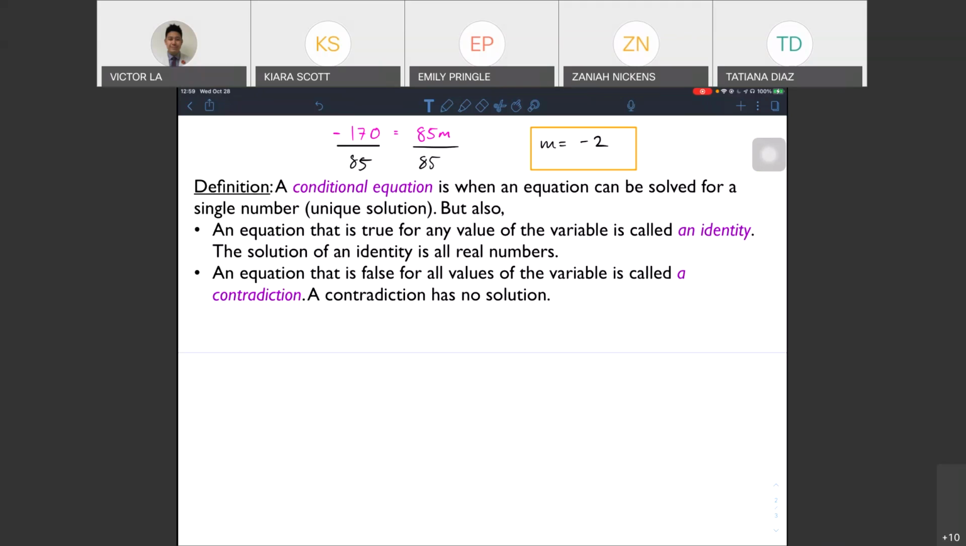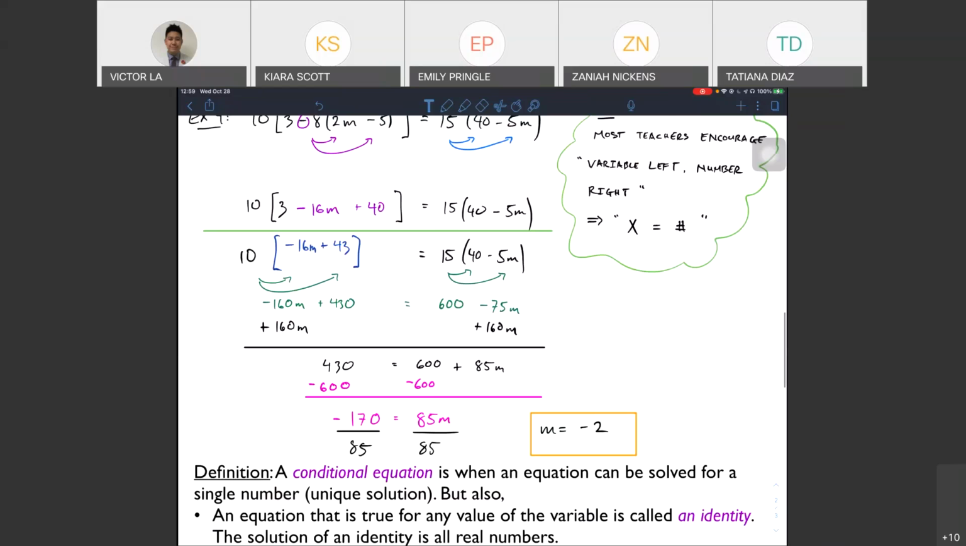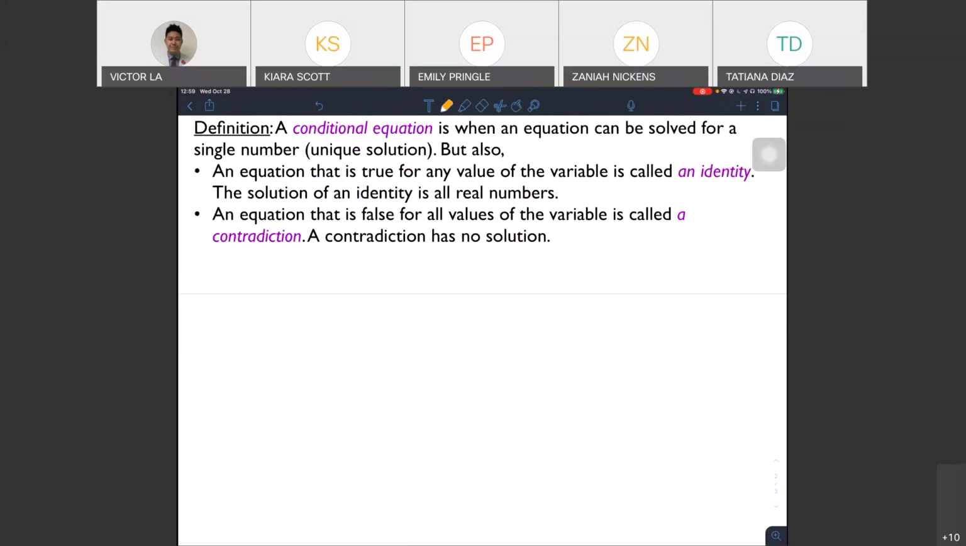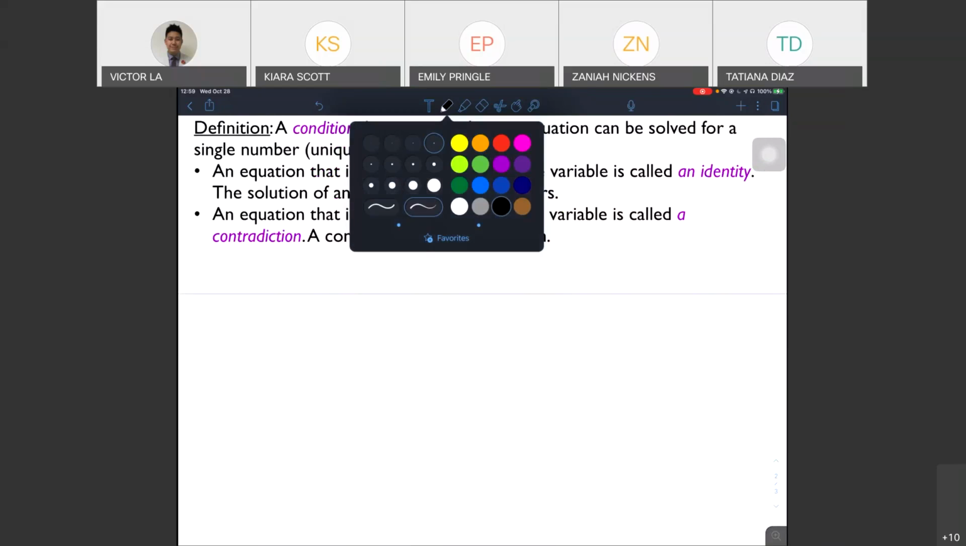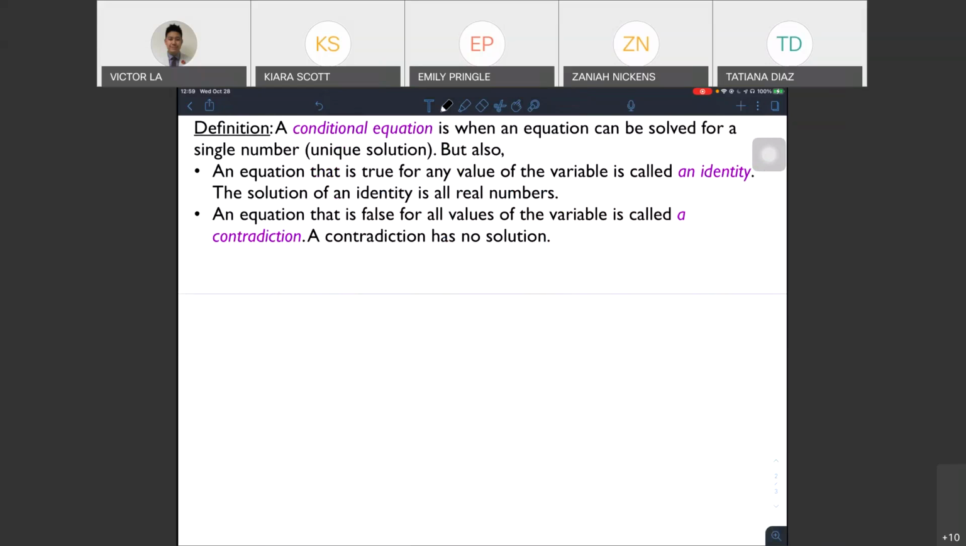All right. So what do we mean by these things, okay? So it's like this. Again, these examples are straight from the book, so if they're a little bit long, don't worry about it. Oh good, here's a short question. Say you had this example right here, example 5. In essence, a conditional equation is when an equation can be solved for a single number, or unique solution, right? That's basically any equation. That's how you want to think of it.